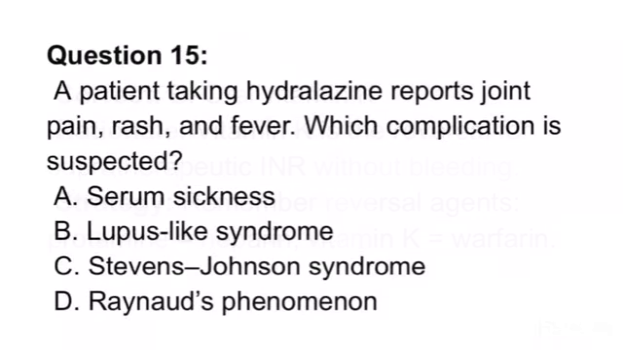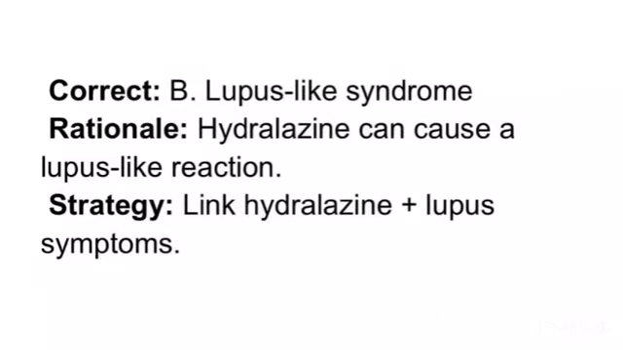Question 15. A patient taking hydralazine reports joint pain, rash, and fever. Which complication is suspected? A. Serum sickness. B. Lupus-like syndrome. C. Stevens-Johnson syndrome. D. Raynaud's phenomenon. Correct: B, lupus-like syndrome. Rationale: hydralazine can cause a lupus-like reaction. Strategy: link hydralazine plus lupus symptoms.